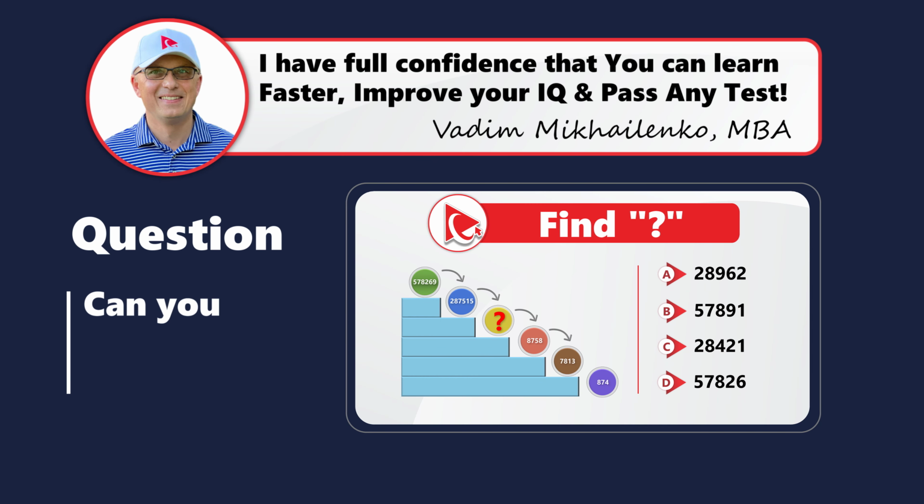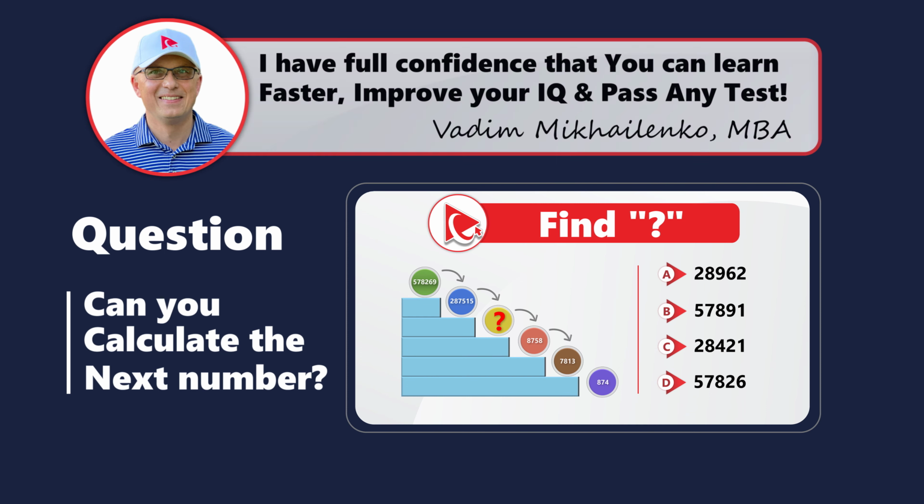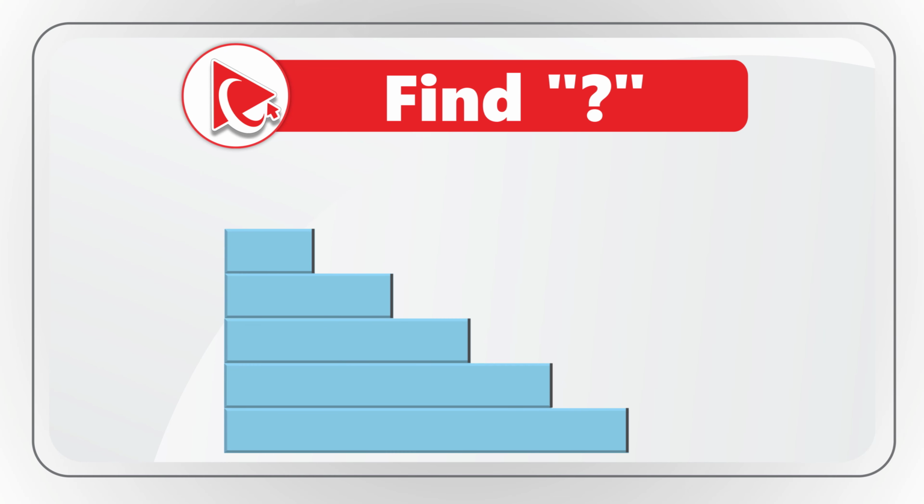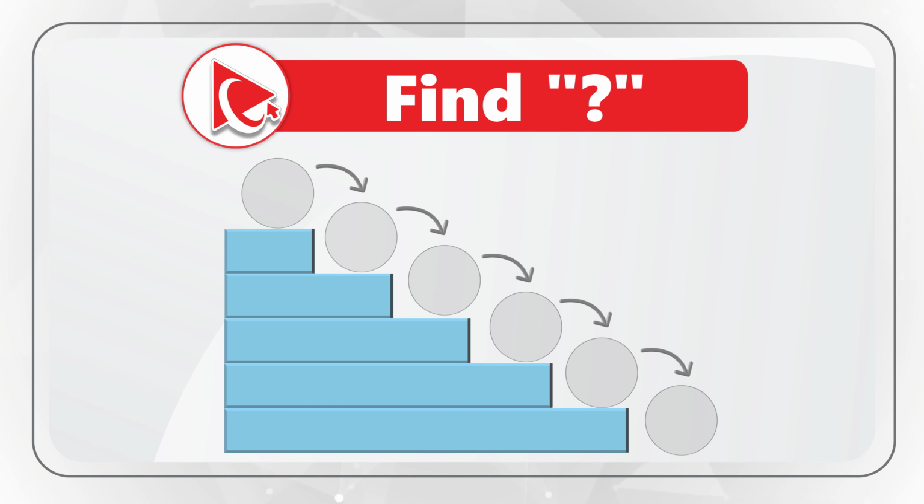I love this question because what's happening here is so unusual. We need to calculate the missing number, and we need to do it in the ball that's in the middle of the sequence. We see a ball that's rolling from the top of the stairs to the bottom of the stairs. And as it rolls, it changes the color inside and it changes the number. In the top position, it's a green ball with the numbers 5, 7, 8, 2, 6, 9. Then as it rolls, it becomes a blue ball and the numbers change to 287, 515.